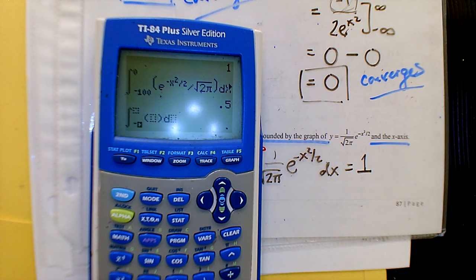What were your bounds? Did you do 1,000 or 1,000,000 or something? Negative 10 million. I put 7 zeros. 7 zeros. 1, 2, 3, 4. Infinity.